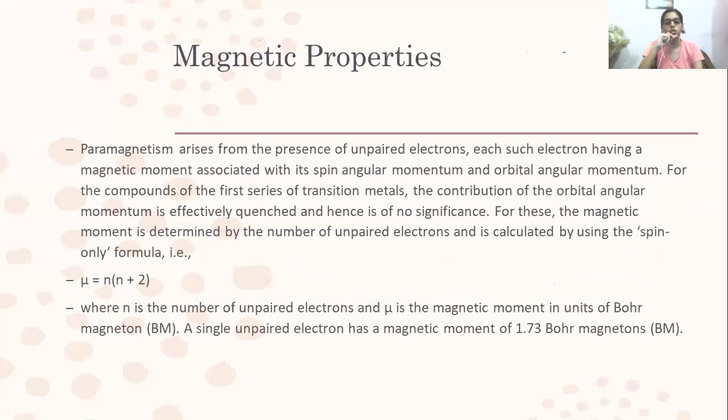Paramagnetism arises from the presence of unpaired electrons. Each such electron has a magnetic moment associated with its spin angular momentum and orbital angular momentum. For the compounds of the first series of transition metals, the contribution of orbital angular momentum is effectively quenched and hence is of no significance. For these, the magnetic moment is determined by the number of unpaired electrons and is calculated by using the spin-only formula, that is, mu is equal to the square root of n times n plus 2, where n is the number of unpaired electrons and mu is the magnetic moment in units of Bohr magneton. A single unpaired electron has a magnetic moment of 1.73 Bohr magneton. Next.